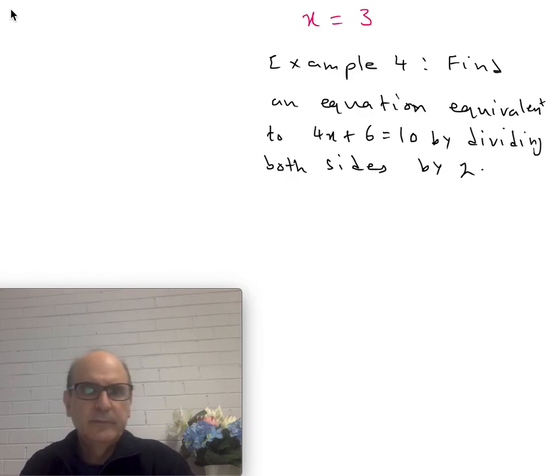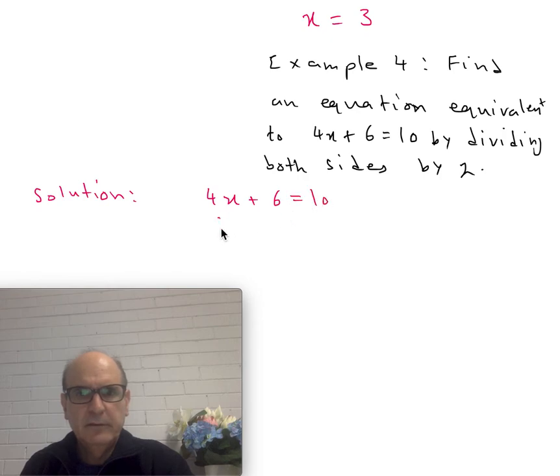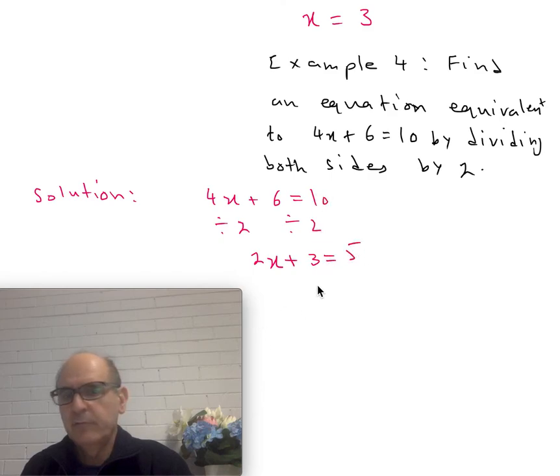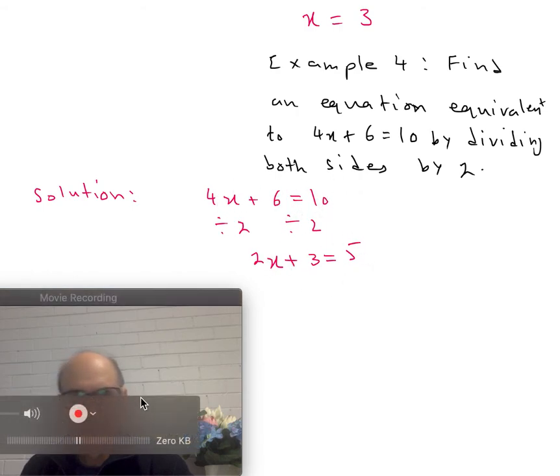All right, here again, write your original equation. We are dividing both sides by 2. 4x divided by 2, you get 2x. Then plus 6 divided by 2 is 3. As you can see, I'm dividing every single term by 2. Equal to 10 divided by 2 is 5. That is now an equivalent equation to this original equation.